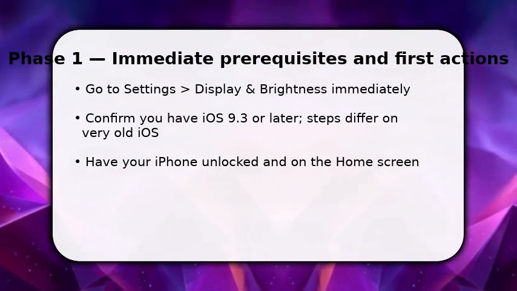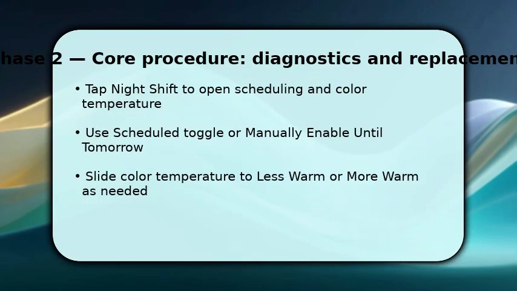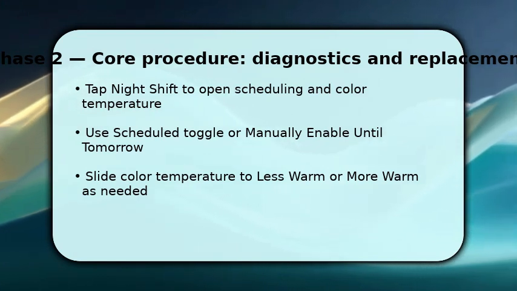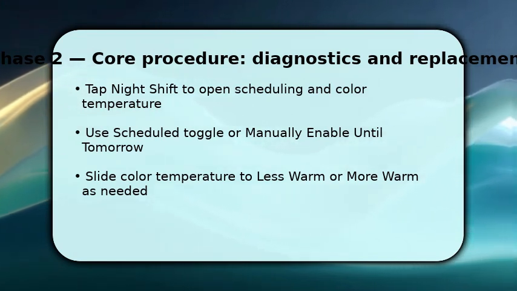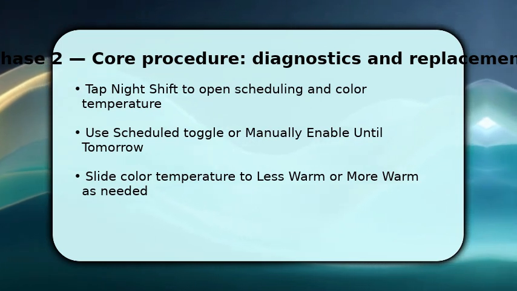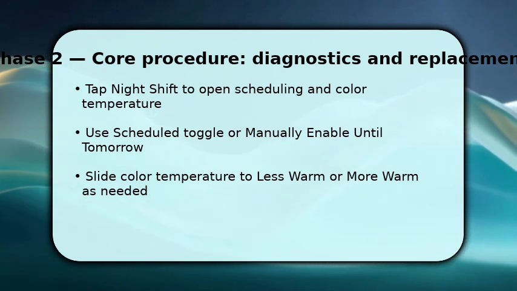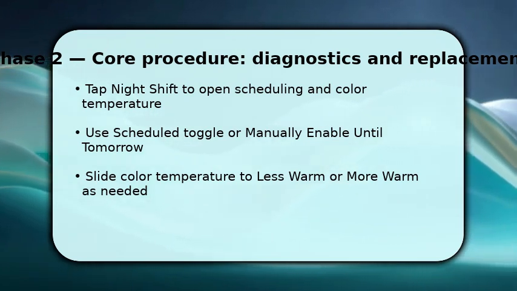Now you're inside Night Shift settings and you choose how it behaves. You can toggle Scheduled on to set a time range or tap Manually Enable until tomorrow for a quick off/on. Adjust color temperature by dragging the slider. Less warm reduces the yellow tint, more warm increases it. This changes blue light levels.